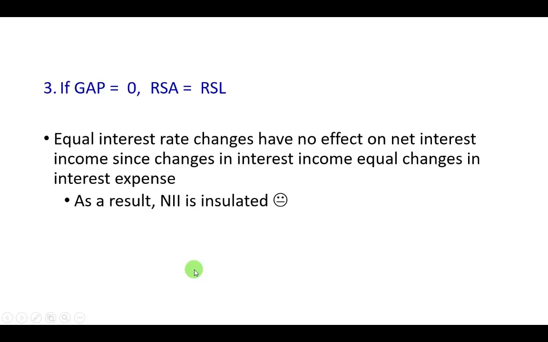And as you would imagine, if we have a zero gap in that the two are the same, then that tells you that equal interest rate changes are not going to have any effect on net interest income, since changes in interest income are going to be exactly the same as changes in interest expense, and this is going to cause our net interest income to be immunized, to be insulated, that is.